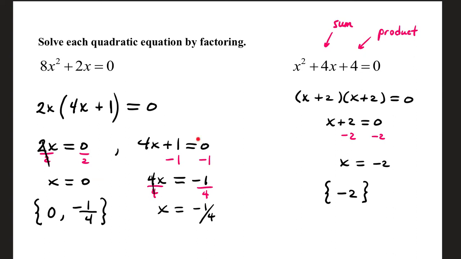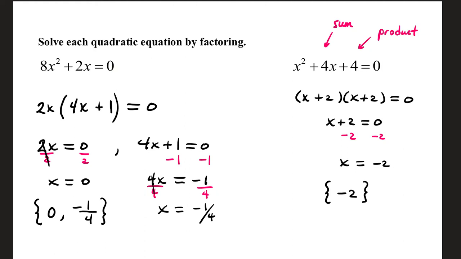The other factor, set equal to 0, subtract 1 from both sides. That leaves 4x equals negative 1. Divide both sides by 4, and you will find x equals negative 1/4. Many times, a quadratic equation, which has a power of 2 as its dominant term, will give you two solutions. And this one's true. 0 and negative 1/4 both will satisfy the original problem if you check it.